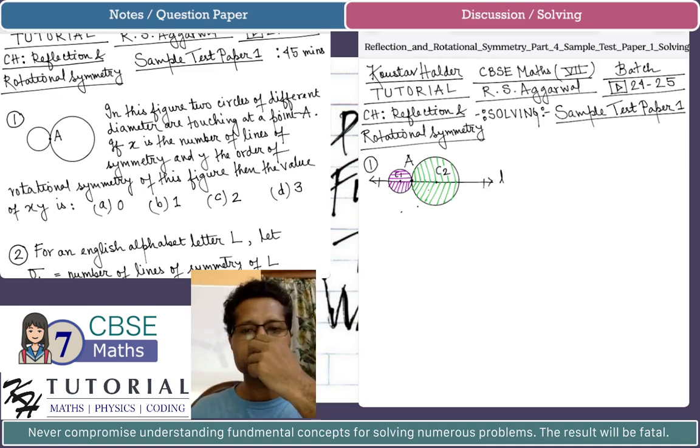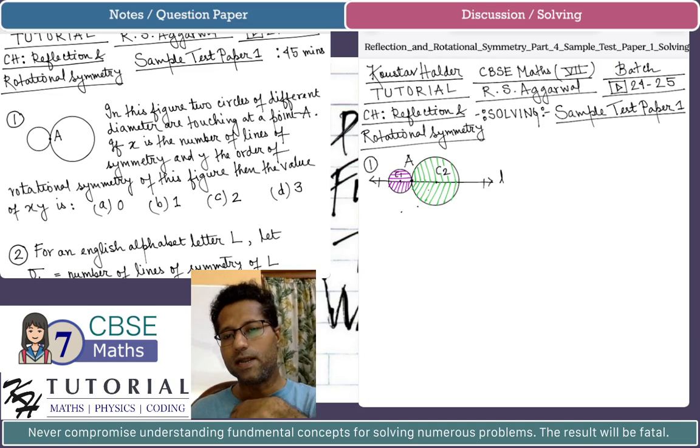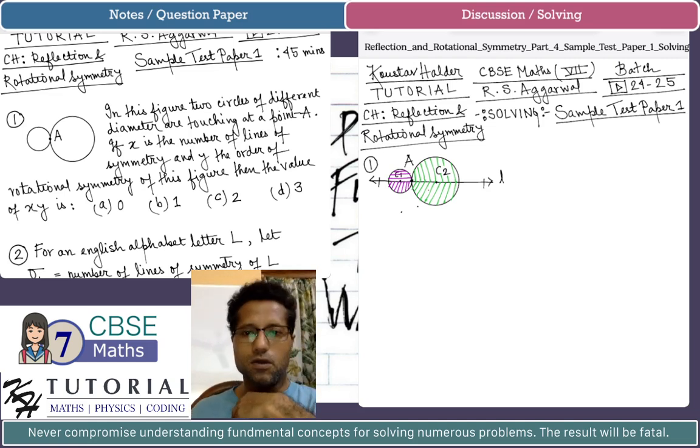Hence, we can clearly say that the figure above the line and the figure below the line are identical, and hence L has to be the line of symmetry. What is this line L? L is the line joining the centers of the two circles, which also will pass through their point of contact A.